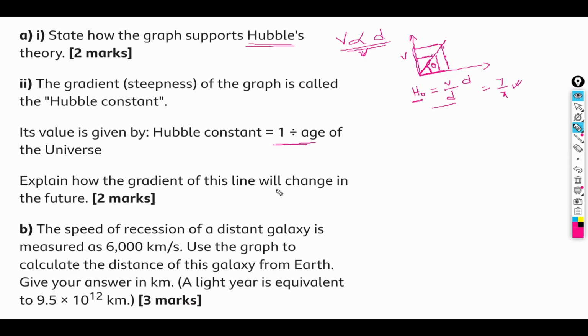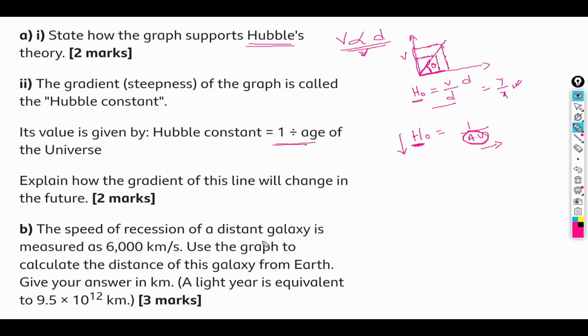Explain how the gradient of this line will change in future. So in future, how will the slope change? As we've seen, this H naught is 1 upon the age of the universe, and the age will increase with time. So obviously H naught will decrease because they are inversely proportional. If this decreases, the gradient will decrease. So the gradient will decrease. Moving on to the next question.